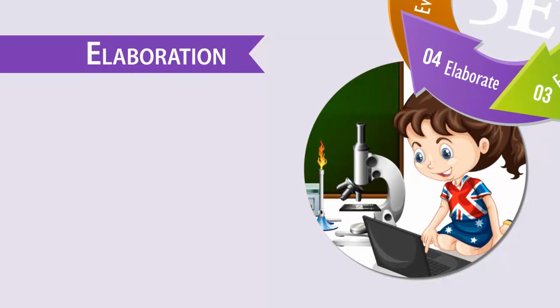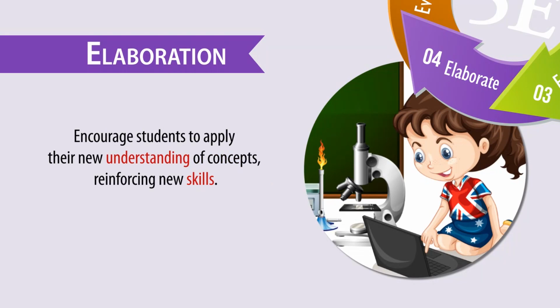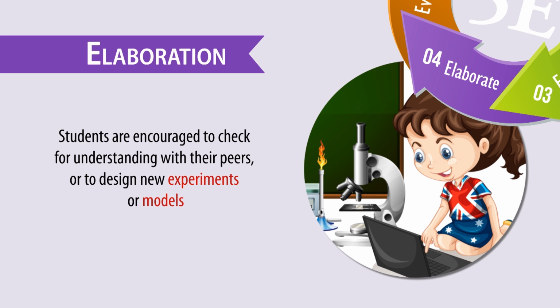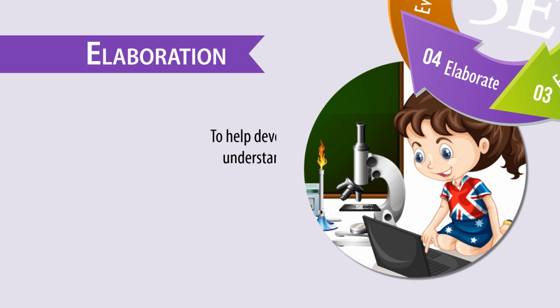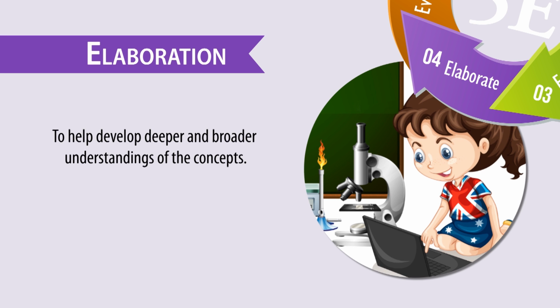Elaboration is the next word in the cycle. The activities in this phase of the learning cycle should encourage students to apply their new understanding of concepts while reinforcing new skills. Students are encouraged to check for understanding with their peers or to design new experiments or models based on the new skills or concepts they have acquired. The goal of this phase is to help develop deeper and broader understandings of the concepts.